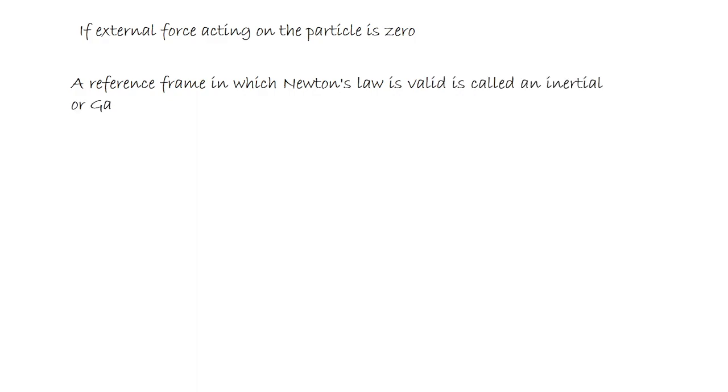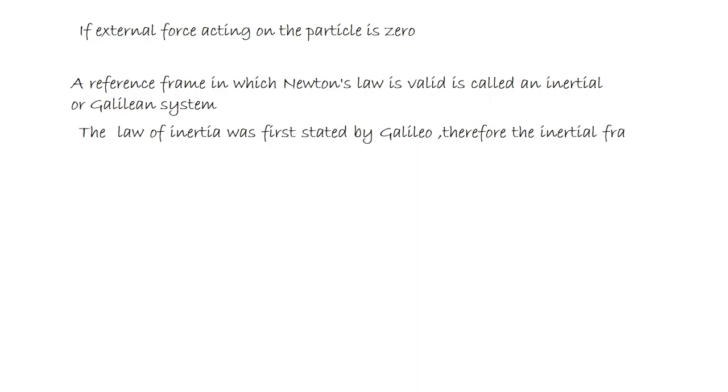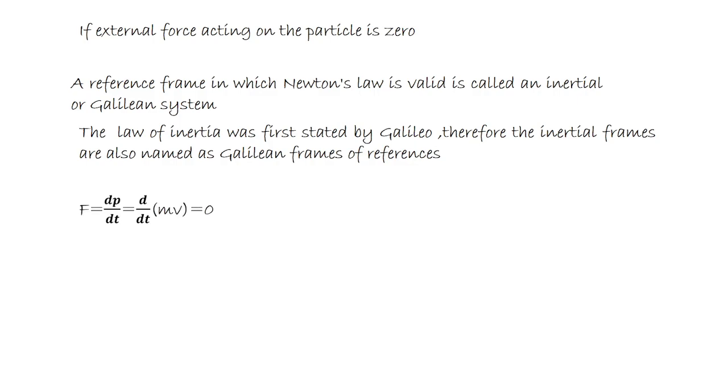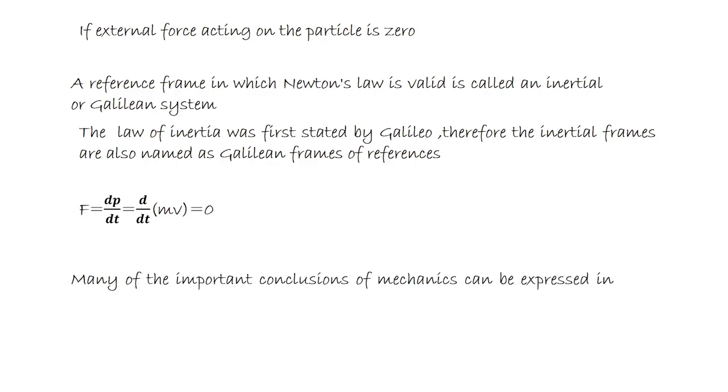If the external force acting on the particle is zero, a frame of reference in which Newton's law is valid is called an inertial or Galilean system. The law of inertia was first stated by Galileo. Therefore the inertial frame of reference is also named a Galilean frame of reference. So F equals dp divided by dt, or d by dt of mv equals 0, which means p equals constant.